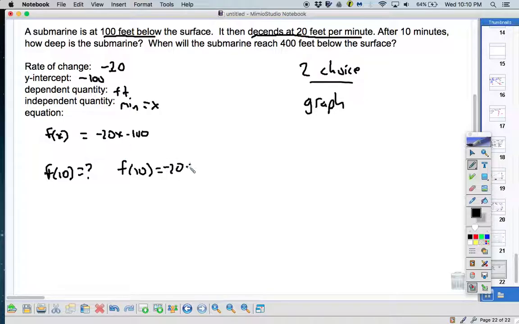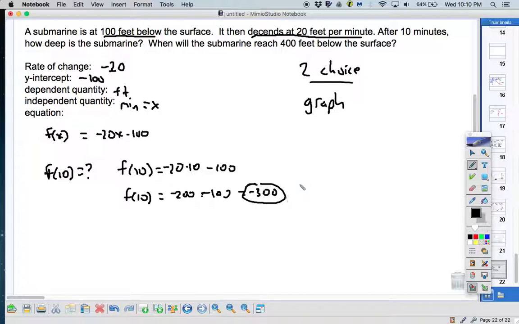This x is now a 10, minus 100. Okay? Doing the arithmetic, you're going to get negative 20 times 10 is negative 200, minus 100 is negative 300. So this is saying that after 10 minutes, you are 300 feet below the surface.